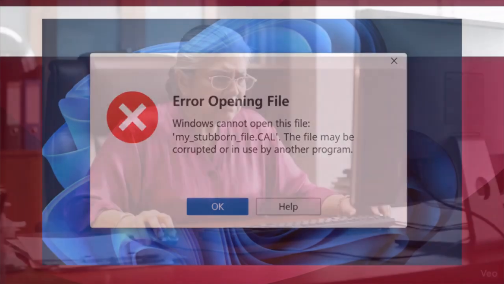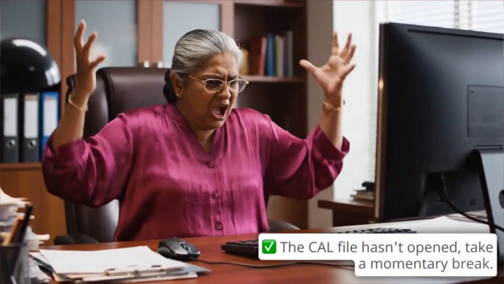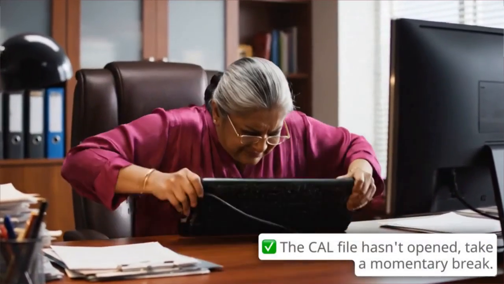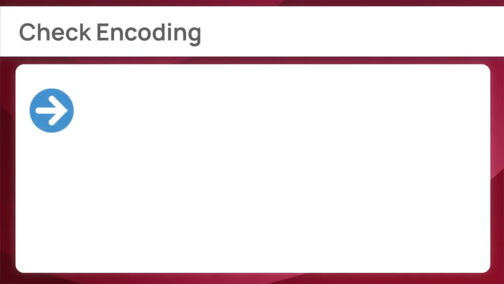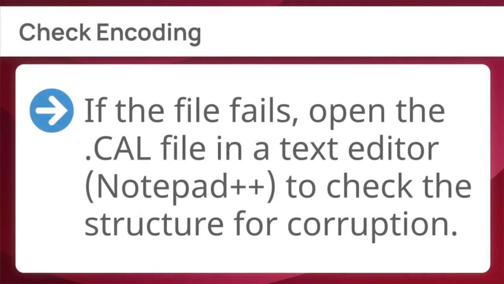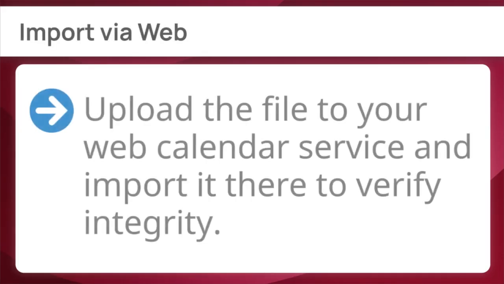Since the file is so resistant, we need to turn to direct testing. Follow this list and test these failure points to see where the problem originates. First, use a calendar application. Open the file using a compatible calendar application such as Microsoft Outlook, Apple Calendar, or Google Calendar by importing it. Next, check encoding. If the file fails, open the CAL file in a text editor, Notepad++, to check the structure for corruption. Finally, import via web. Upload the file to your web calendar service and import it there to verify integrity.